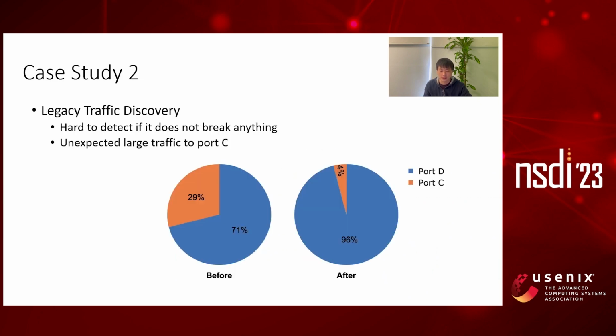The second case is about legacy discovery. Cloud applications are evolving very rapidly. Changes come and go every day. It is hard to verify that all legacy services are retired. Microsoft has finished the migration of traffic to port C to traffic to port D. So the initial traffic distribution looks surprising to us. And we found that there is a legacy service still sending traffic to port C. After removing it, the distribution of traffic to port C dropped to 4%.